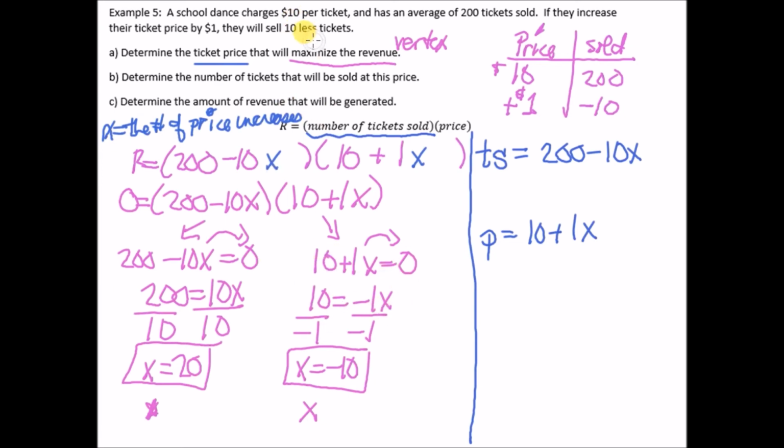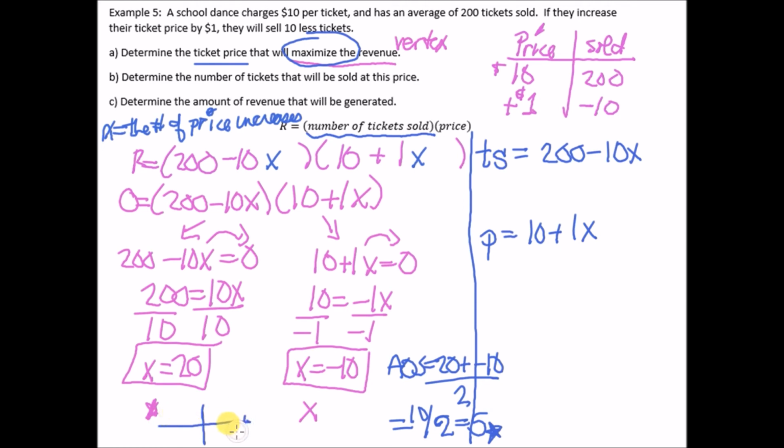So let's actually find the vertex. We have the two zeros, 20 and negative 10, but we want the axis of symmetry. So axis of symmetry is 20 plus negative 10, over 2. 10 over 2 is 5. So at 20 price increases, they're going to make 0 revenue, and at negative 10 price increases, they're going to make 0 revenue. So at 5 price increases, they're going to maximize the revenue.